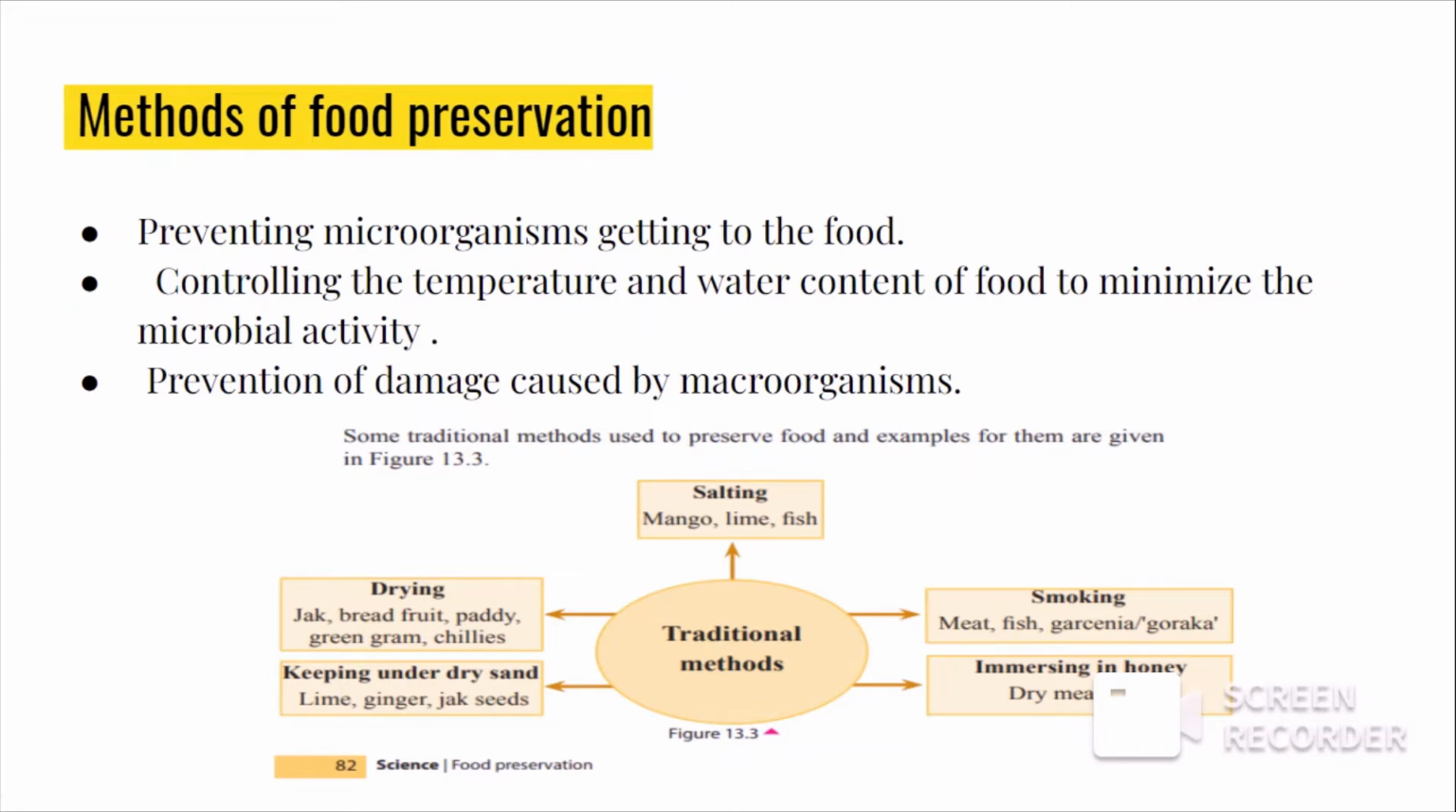Prevention of damage caused by macroorganisms. That's not micro, that's macro. And there are traditional methods that we can use to preserve food, like salting mango, lime, fish, drying jack and breadfruit, padding green gram and chilies, keeping in dry sand like lime, ginger, jack seeds, smoking meat, fish, and immersing in honey like dry meat, those things.